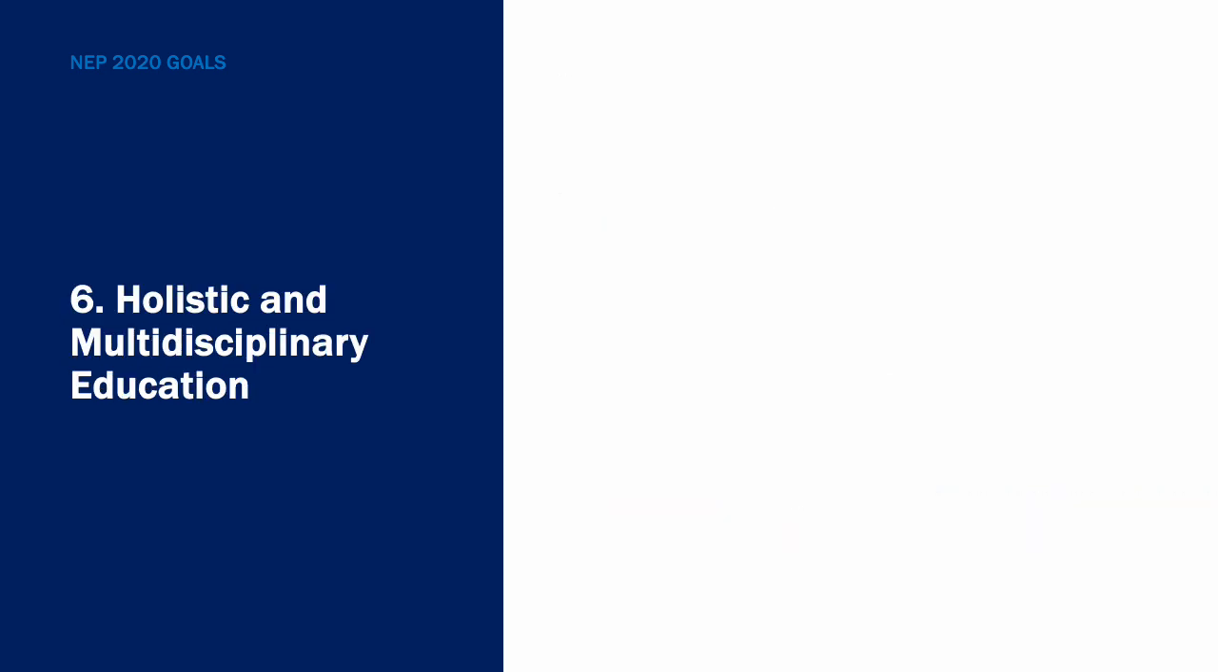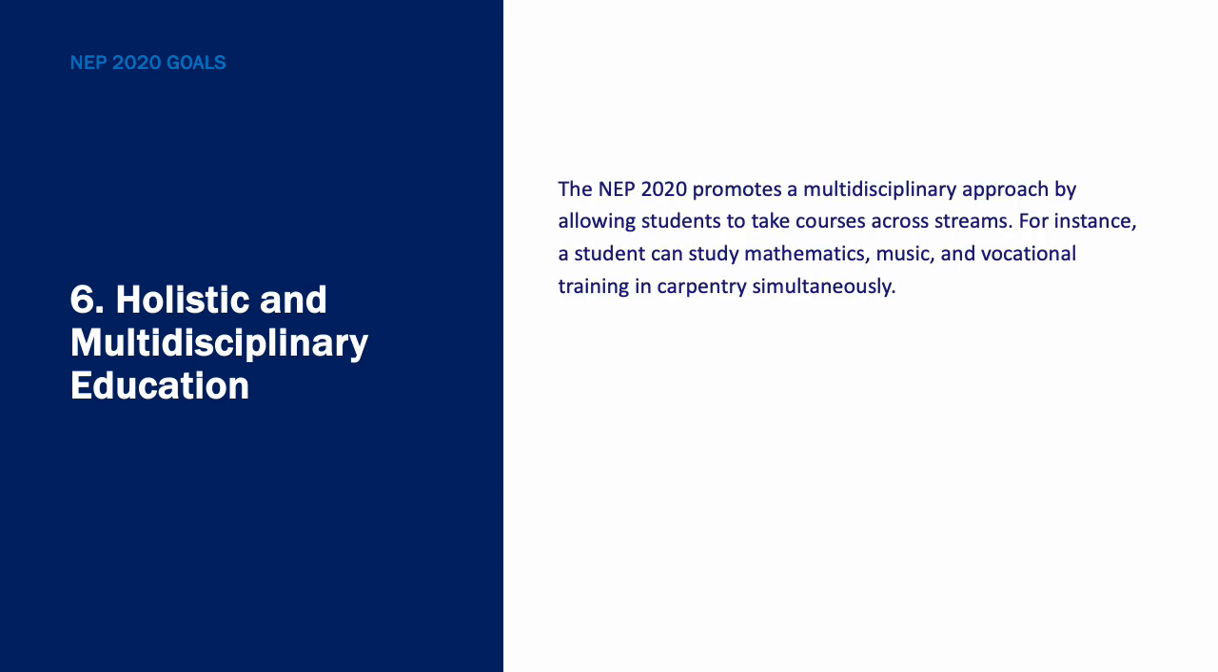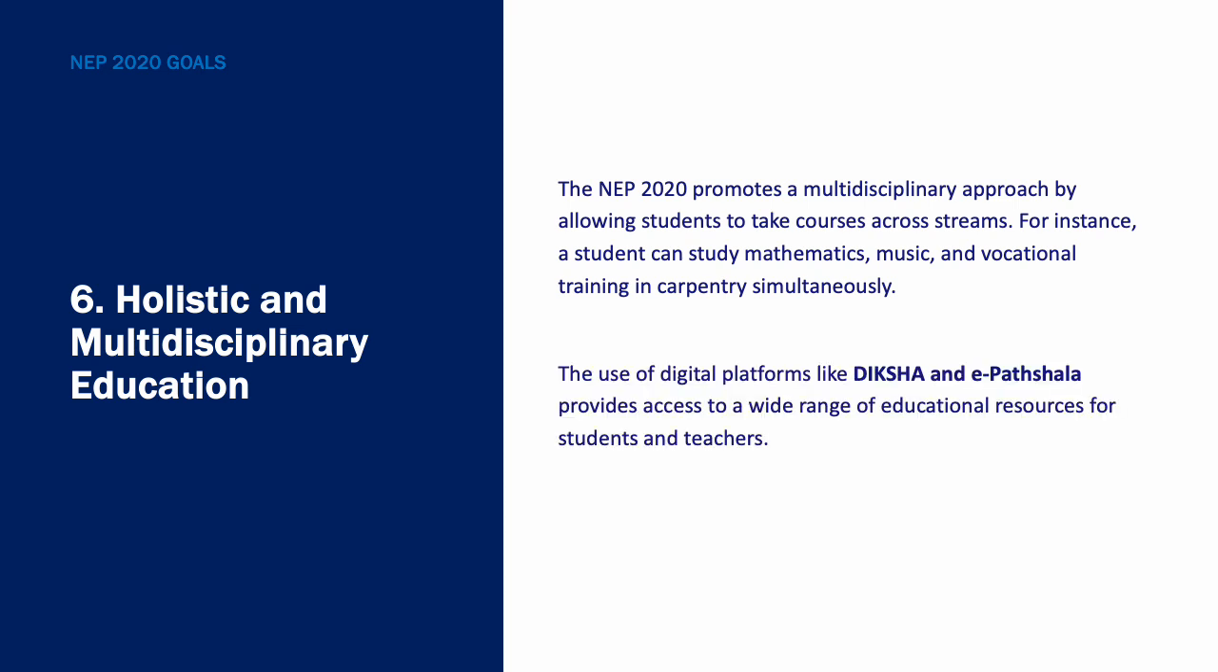The policy strongly advocates holistic and multidisciplinary education, encouraging students to take courses across streams. For example, a student studying mathematics could also explore vocational skills like music. Digital platforms like Diksha and e-Pathshala provide the resources to support such diverse learning experiences. This approach nurtures creativity, critical thinking, and problem solving skills essential for success in the 21st century.